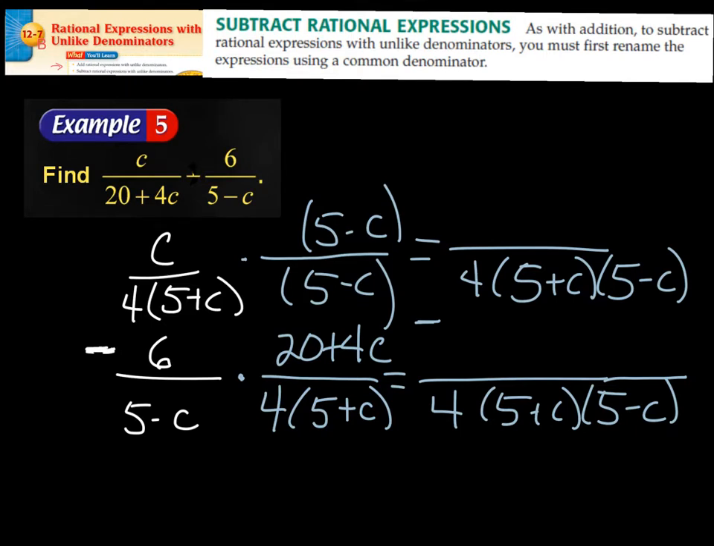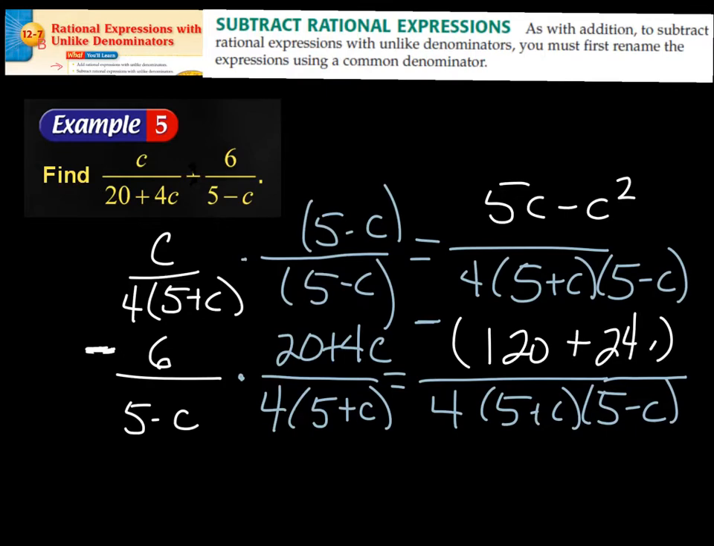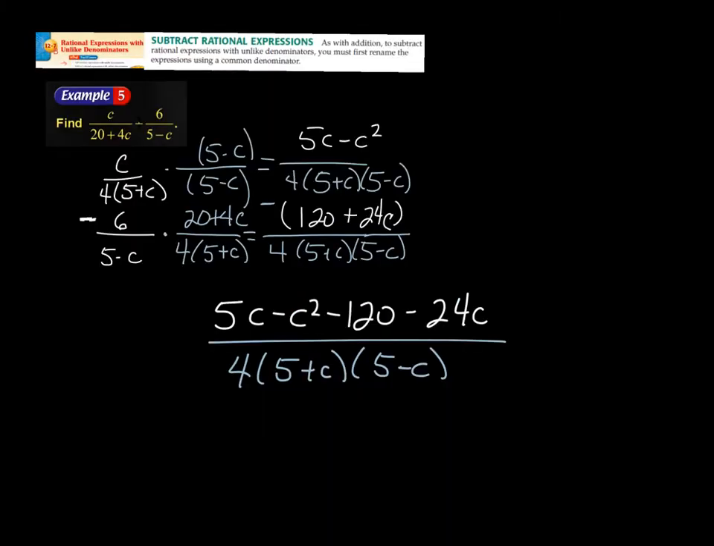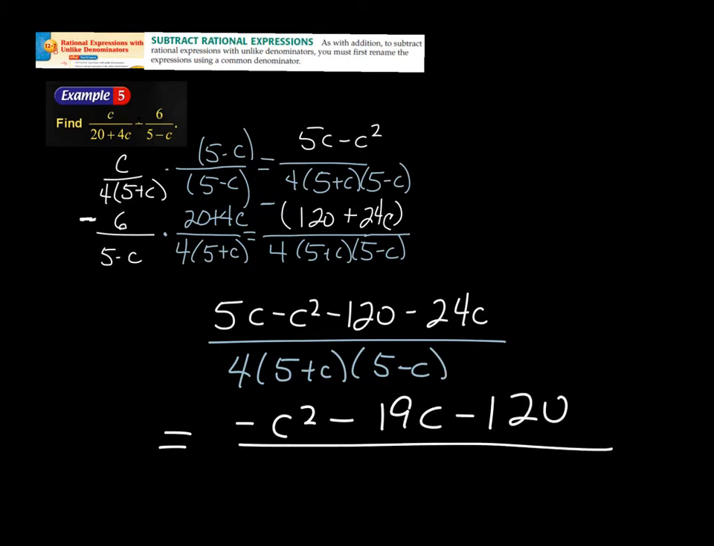Now we can multiply out the numerators. So we're going to have 5c minus c squared, and then we're subtracting this whole numerator, which is going to be 120 plus 24c. Now I wouldn't normally write out this step. I would just do it in my head, and I would have my final answer at negative c squared. Combining my like terms for my c's, I'm going to have minus 19c minus 120 all over that common denominator that we've had for a while, which is 4 times 5 plus c times 5 minus c.